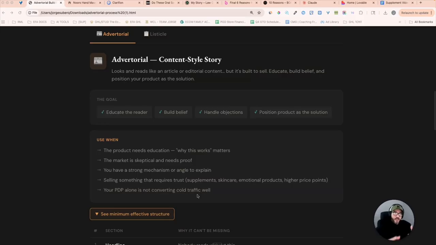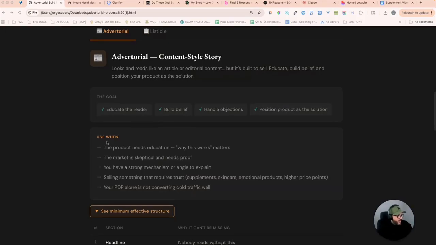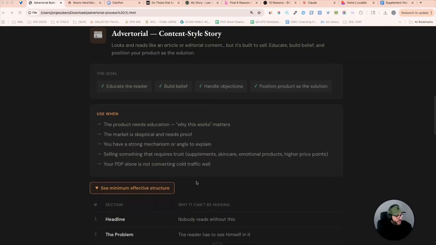If you are using only a product page, it's because your audience is not really educated on your product. They don't understand too much about it. So you need to give them more information in a way that they feel you are not selling them something. These are the actual reasons for using them.